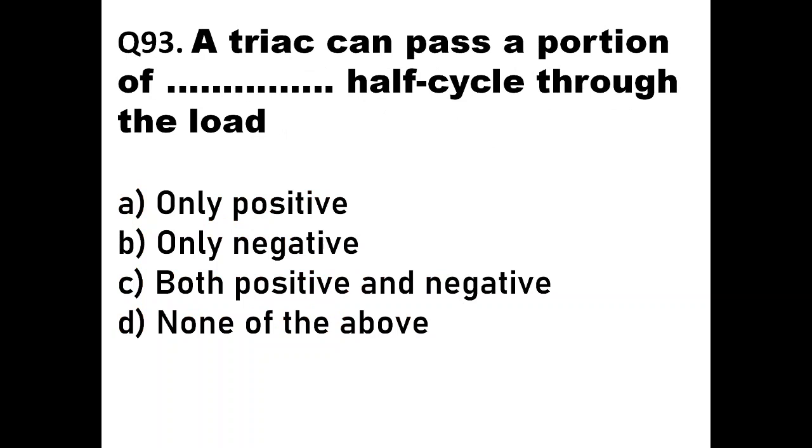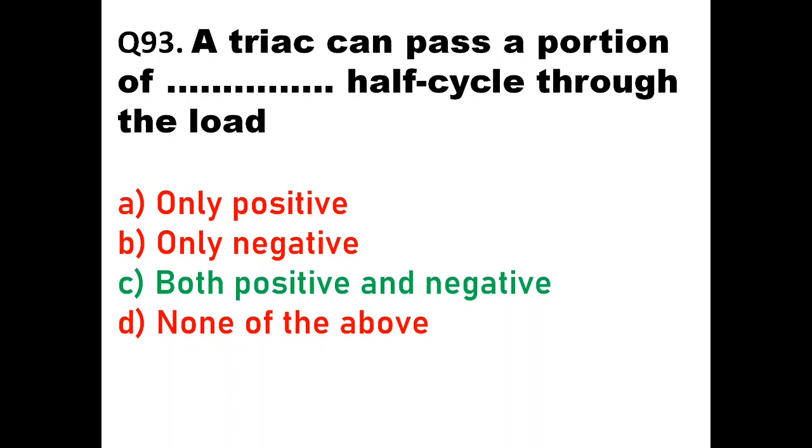Then we'll go to the next question, question number 93. A triac can pass a portion of dash half cycle through the load. We know that a triac is bidirectional. Bidirectional means it will pass the positive cycle and also the negative cycle. So both positive and negative half cycles can pass through to the load. The answer should be C, both positive and negative. A triac can pass a portion of both positive and negative half cycles through the load.